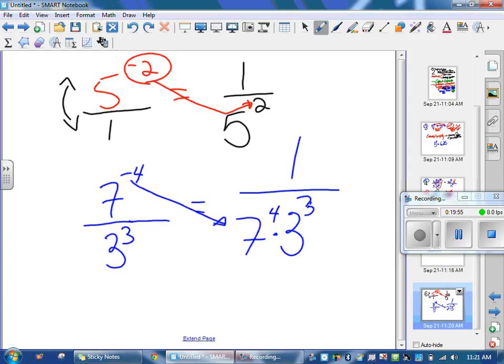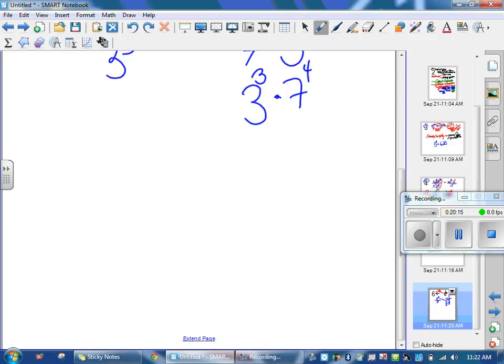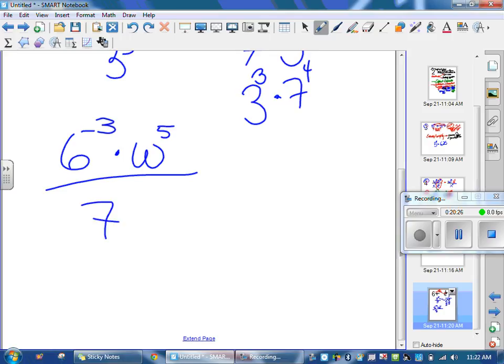Okay? Is there any confusion on this part of why we switch negatives to the bottom or negatives to the top? Yep. I have a question. Sure. Does it matter if 7 to the power of 4 is in front or behind the 3 cubed? No. So you could have 3 cubed times 7 to the 4. Yep. Either order's fine. Now, what if you had a question like this? 6 to the negative 3 times w^5 all on top of 7 to the negative 6. I'm going to make it a negative 6. 7 to the negative 2.